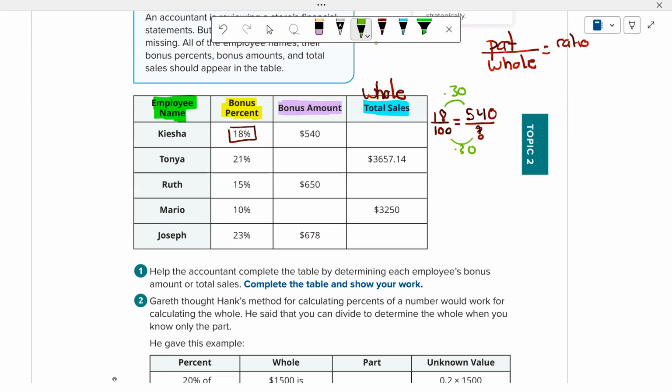Times 30. I'm checking myself. So 30 times 100 is 3,000. And once again, if you do the math, I'm going to write it in red. Like I just noticed they were divisible, that's why I did it. If you did the math, we would cross multiply, right? 540 times 100 equals 18 times mystery. You would just divide 54,000 by 18, and that is actually 3,000.